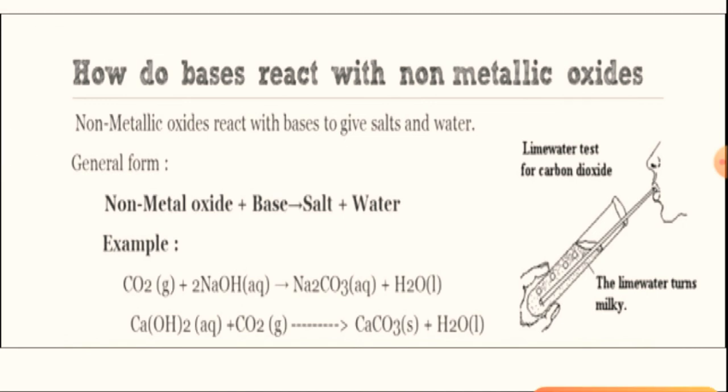Okay, let's take another example with another base. For example, we have calcium hydroxide here and carbon dioxide, the same non-metallic oxide. Now carbon dioxide will form the carbonate, we know, and calcium is here as the cation. So the salt will have calcium as the cation, and carbon dioxide is forming carbonate. So what we are getting is calcium carbonate, and the next byproduct is water. So calcium carbonate we are getting, and water as a byproduct.